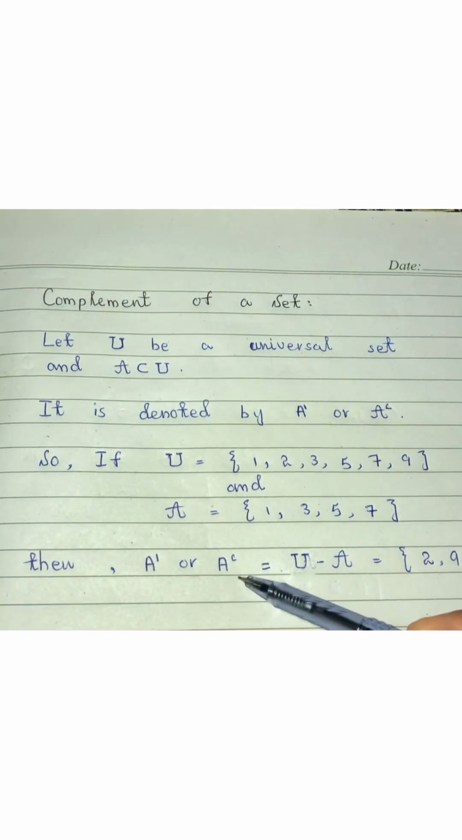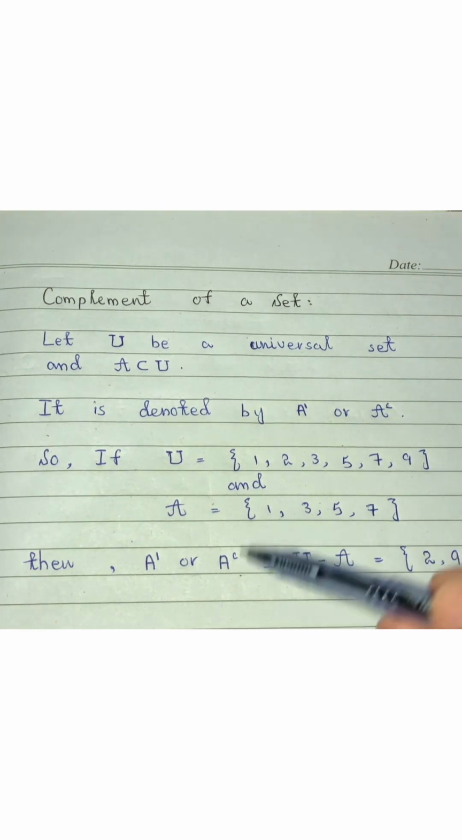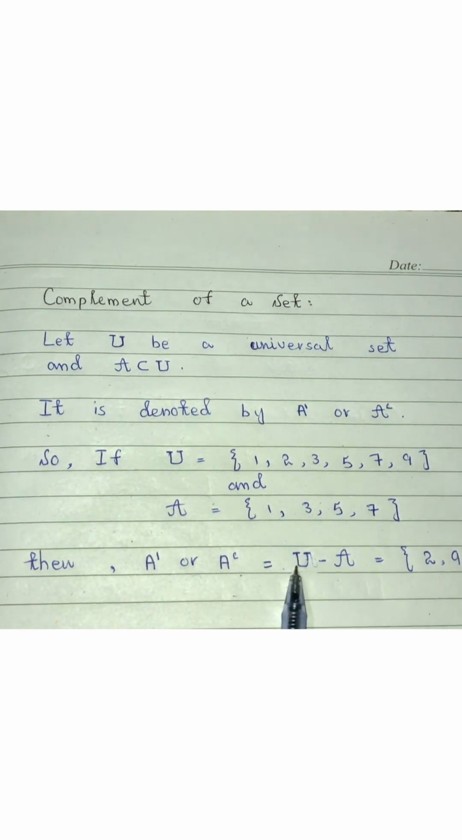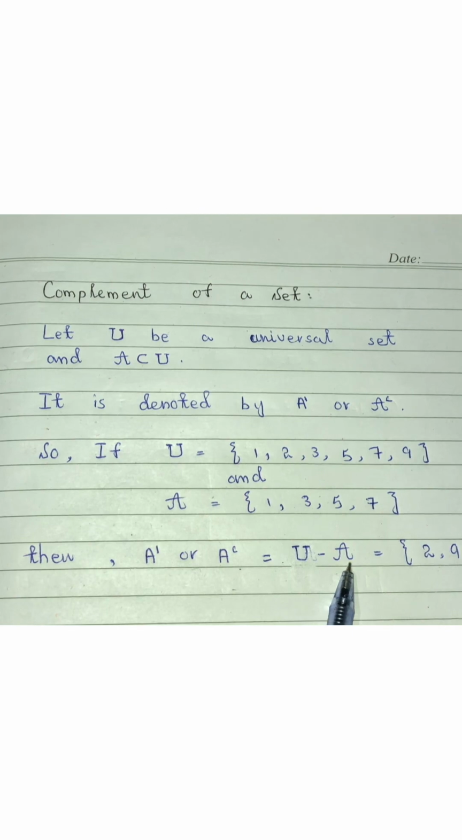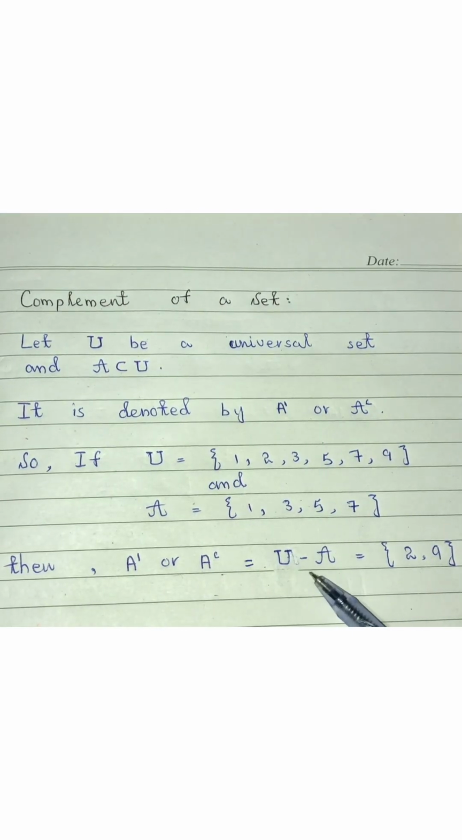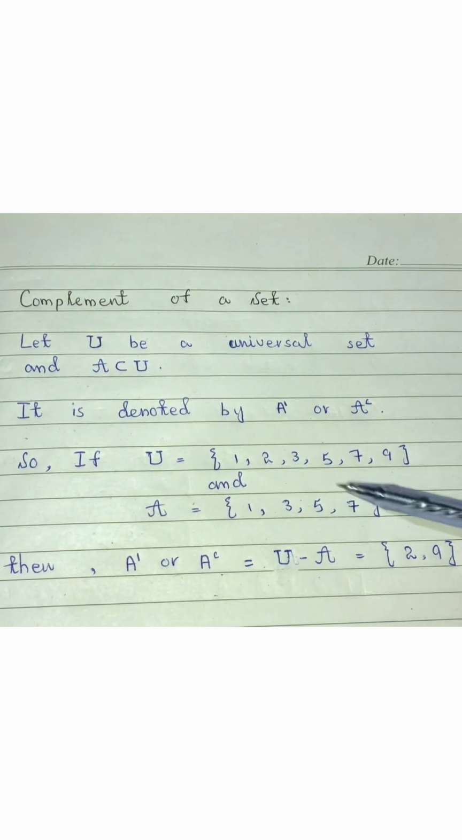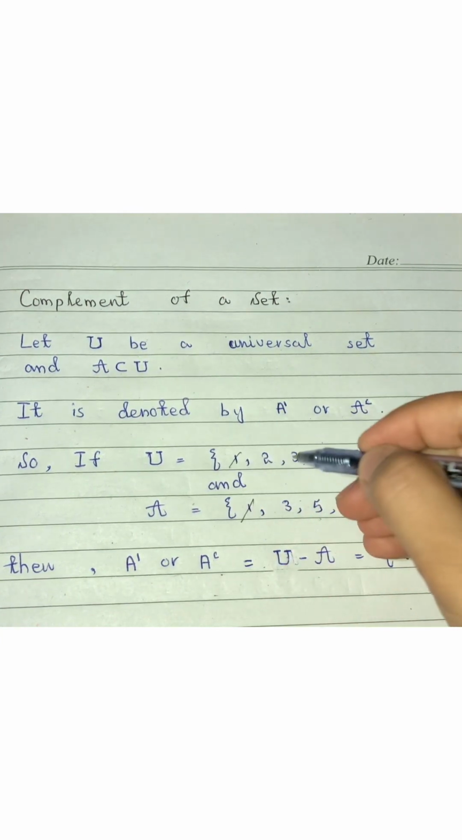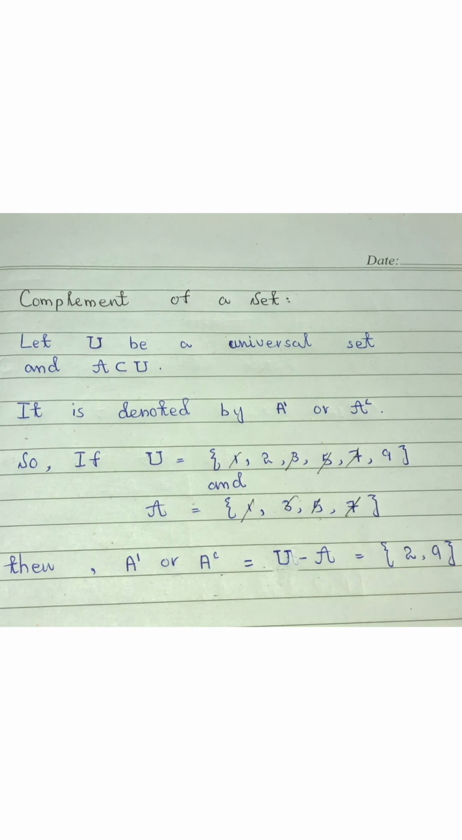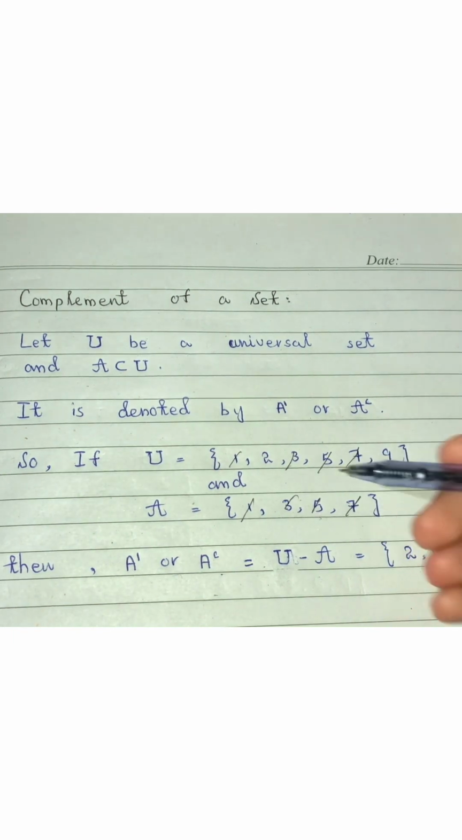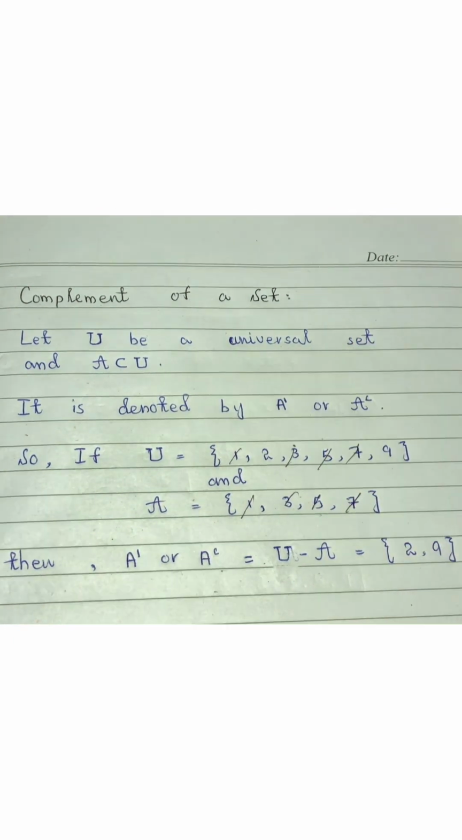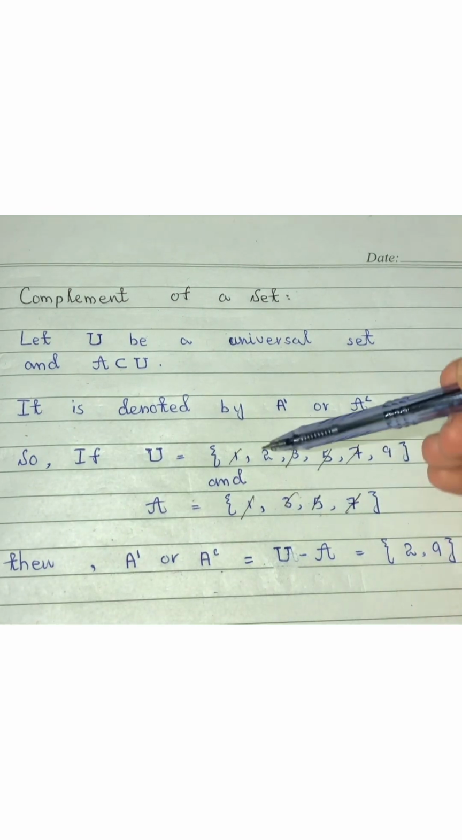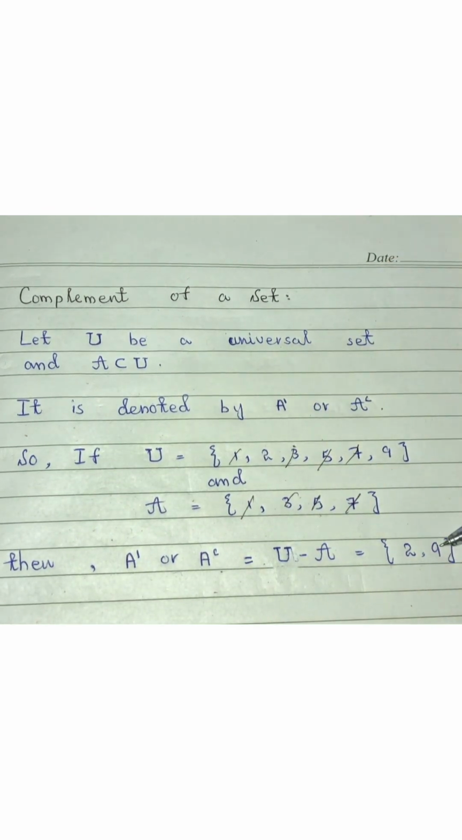It is denoted like this, and if we apply this operation then it is written like this, universal set difference A. I have discussed previously how we will find difference. The difference is what? The common elements in both sets we will cut. 3, 5, 7. These are the common elements. Now the remaining elements in the first set is the difference. So the remaining elements of universal set are 2 and 9. This is the complement of a set.